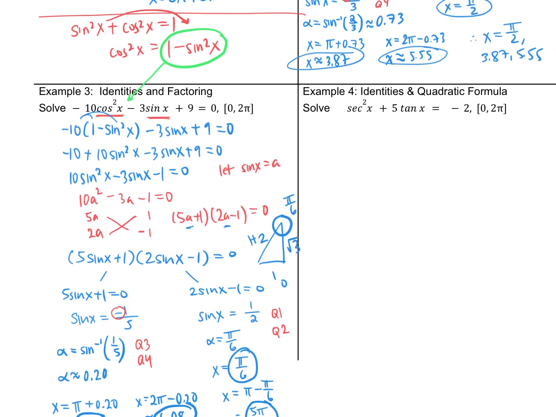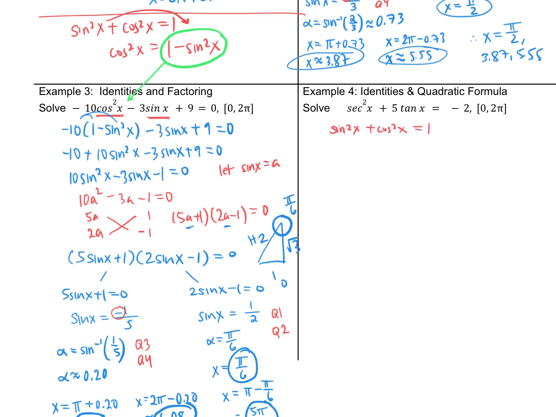Let's try one more example here. So we have secant squared x plus 5 tan x equals -2. This is also going to be a variation of the Pythagorean identity. And I'm going to be honest with you, this is an identity that I don't memorize, but I can grab it from the original Pythagorean identity. So I'm going to show you my little shortcut so that I don't waste brain space memorizing.